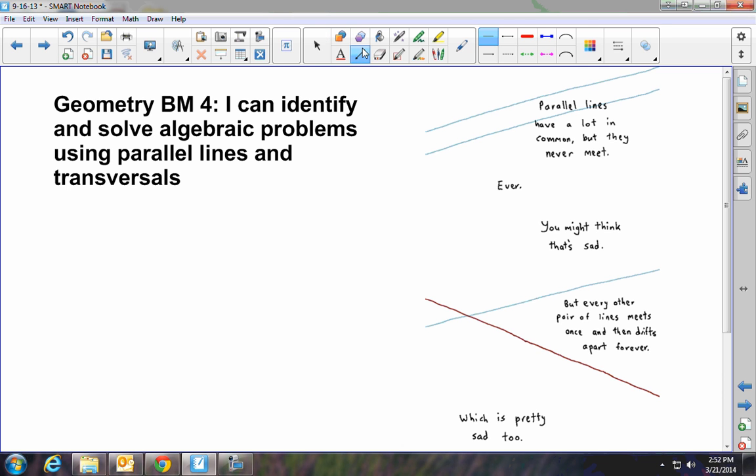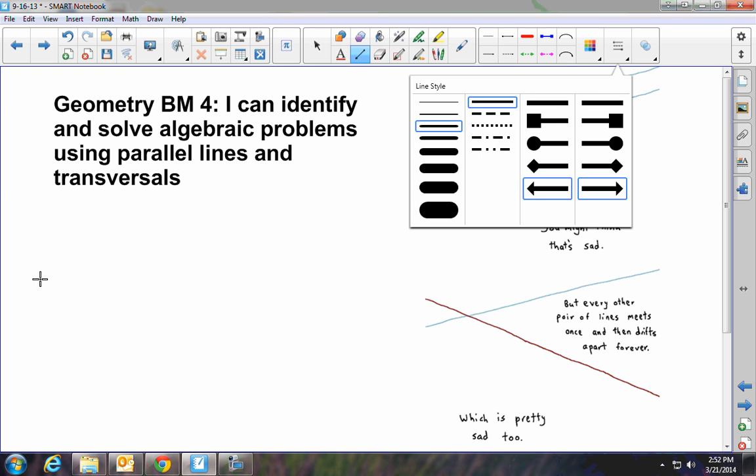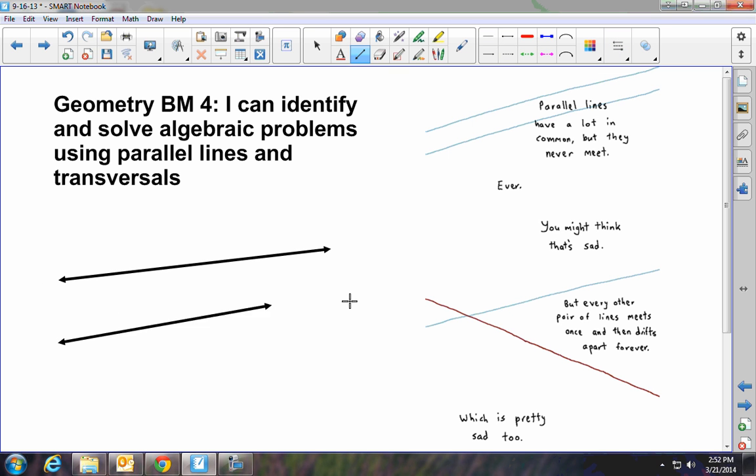So just to jog your memory real quick, remember parallel lines look something like this. Two lines running side by side like railroad tracks that will never ever cross because the distance between them always stays the same, no matter whether we're measuring here, here, or way off in the distance over here. This distance between them will still be the same.